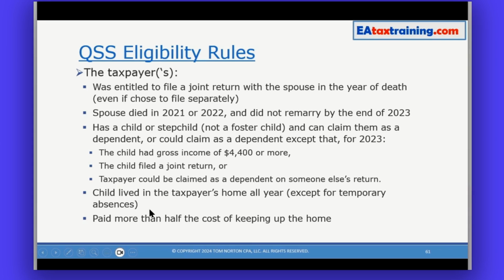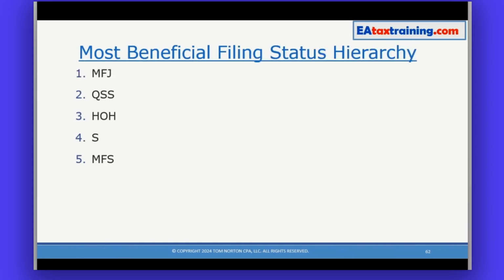And the child had to live in their home for the entire year. And again, we don't count temporary absences against them. That would include school, that would include staying at grandma and grandpa's house. Those things don't count against them as long as the taxpayer's home is that child's home for the entire year. And the taxpayer has to have paid more than half the cost of keeping up the home. So if they meet all those criteria, then they are a qualified surviving spouse.